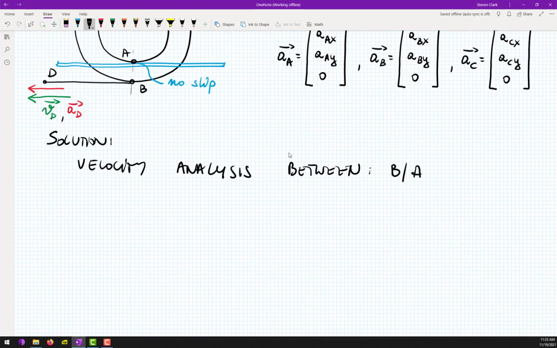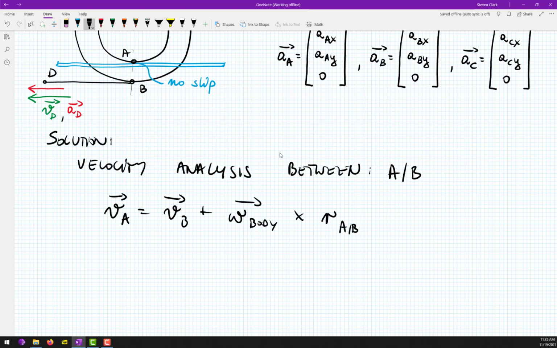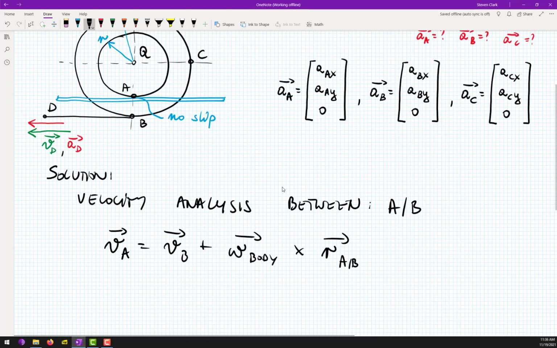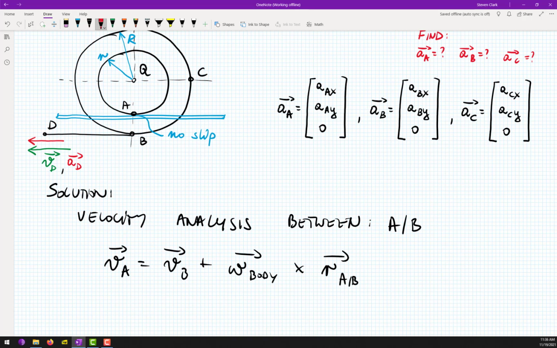Okay. Velocity analysis between B and A. Let's do that. In my notes, I have between A and B. Okay, let's flip them. Not between B and A, but A and B. So let's do VA is equal to VB plus omega body times R A with respect to B. And you guys told me that this guy is 0 because it has no slip condition.